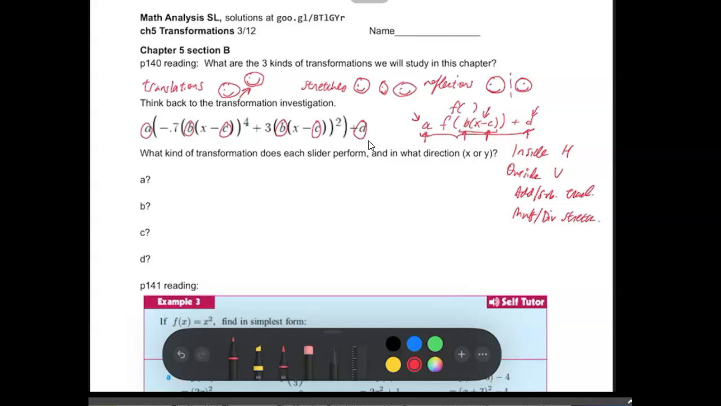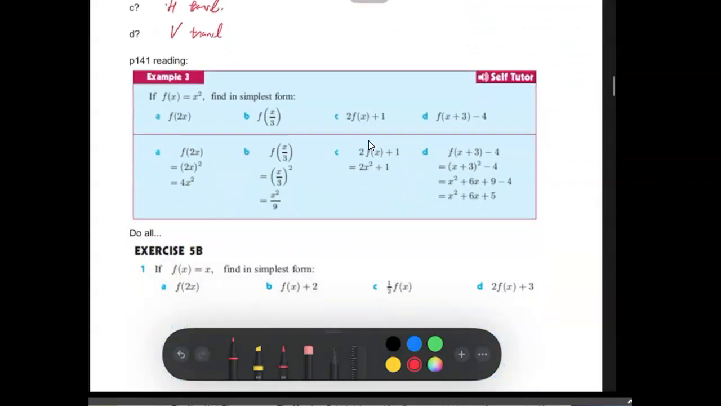Okay, so let's fill this in. So A would be vertical stretch, B would be horizontal stretch, and C would be, it's inside, so it's horizontal, and it's adding, subtracting, so it's a translation. And D is outside, so it would be a vertical translation. Okay, all right, let's move on.